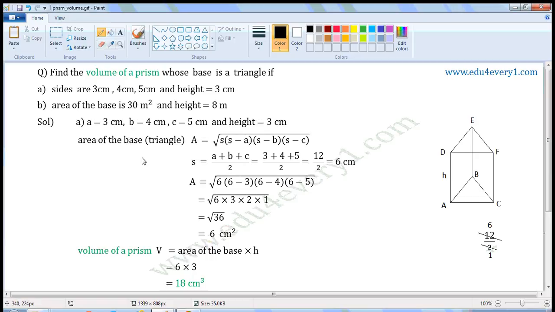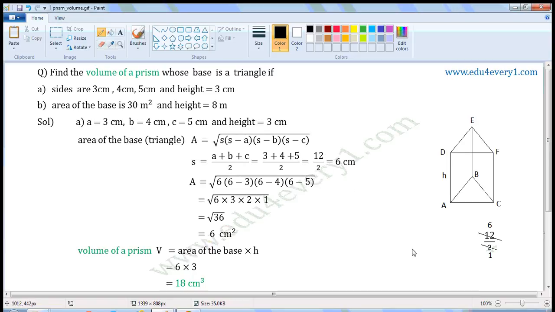We can find the area of the base using the formula A is equal to root of s into s minus a into s minus b into s minus c, where a, b and c are sides and s is equal to a plus b plus c by 2. Substitute the values of a, b and c in this formula to find s. That is equal to 3 plus 4 plus 5 by 2. 3 plus 4 plus 5 is 12. So this will be equal to 12 by 2.